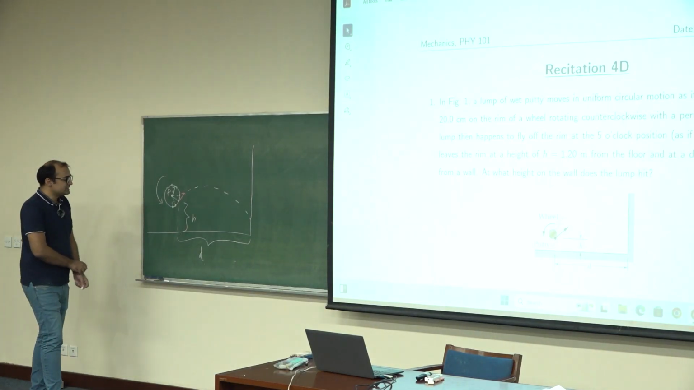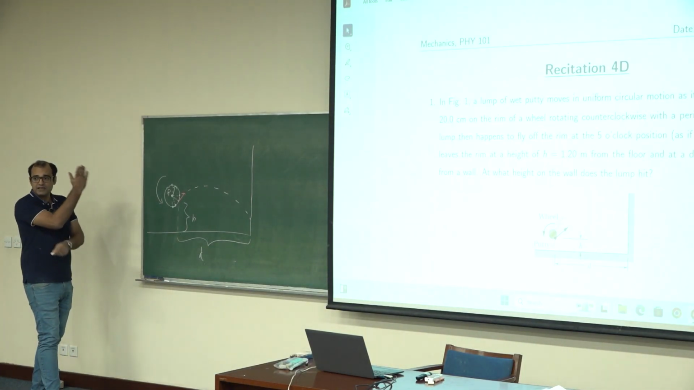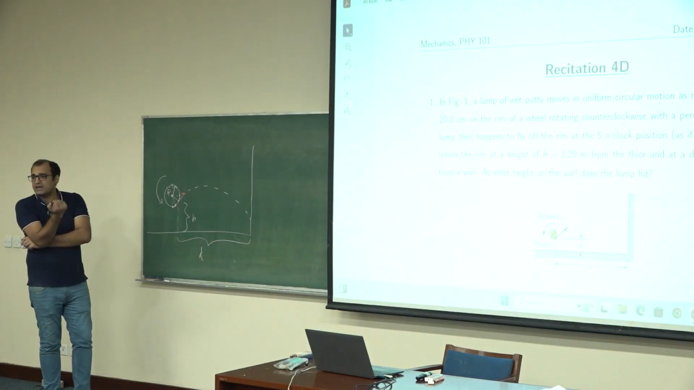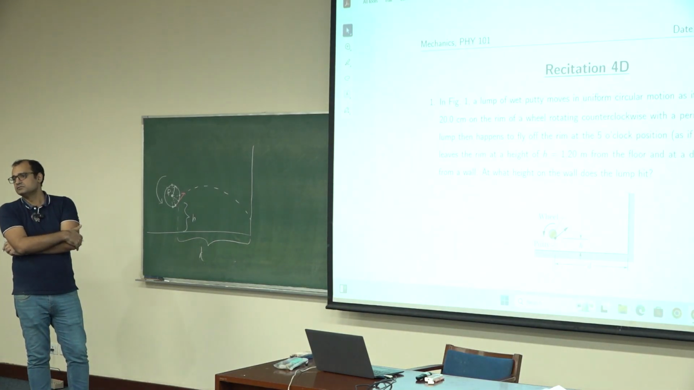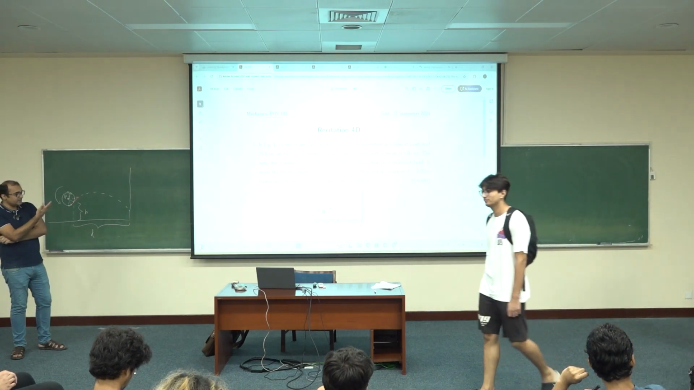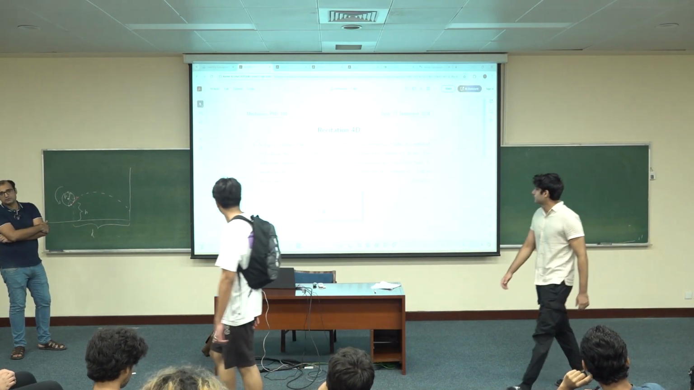Okay? So I need to essentially figure out first of all the direction of the initial velocity. I start my clock just after this piece of clay loses contact with the wheel, because I'm really interested in what happens to this piece of clay once it loses contact. Okay, does it hit the wall or not? If it hits the wall, where does it hit the wall?